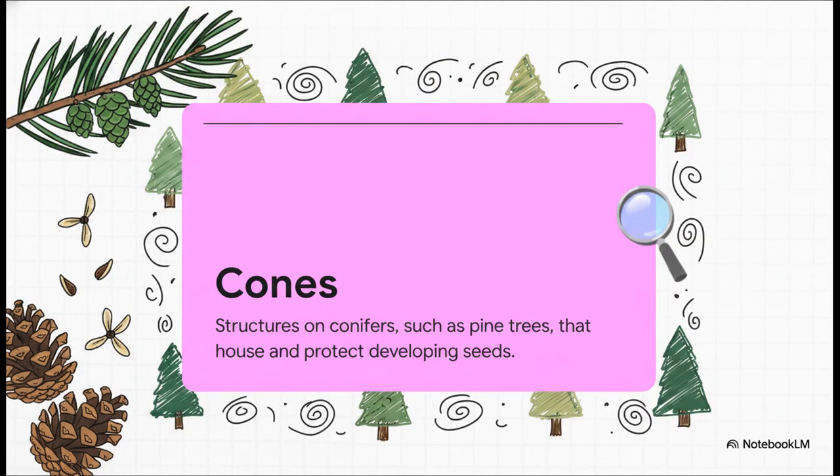So where do these seeds actually come from? Well, for a specific group of plants called conifers, they come from cones, like pine cones. Conifers are seed plants, but they don't bother with flowers. Instead, their genetic material is housed and protected inside the rigid, woody layers of a cone until those seeds are finally ready to be released into the world.